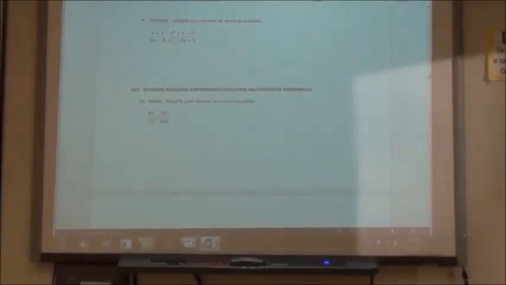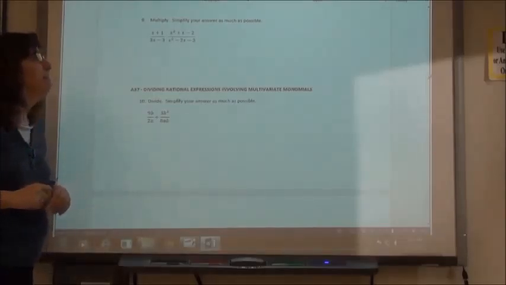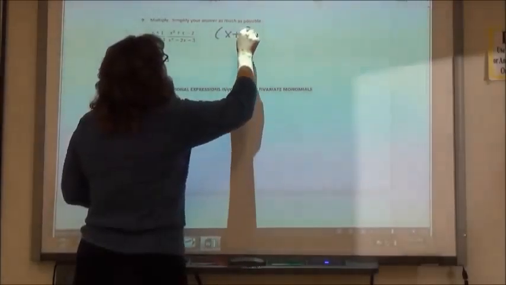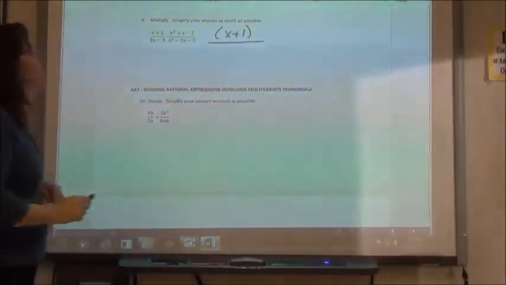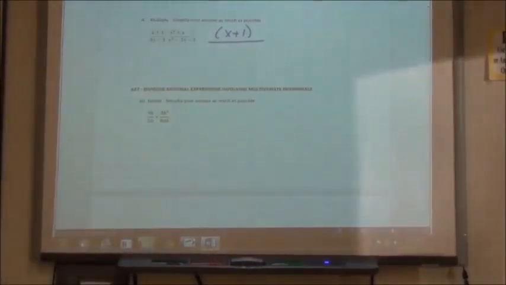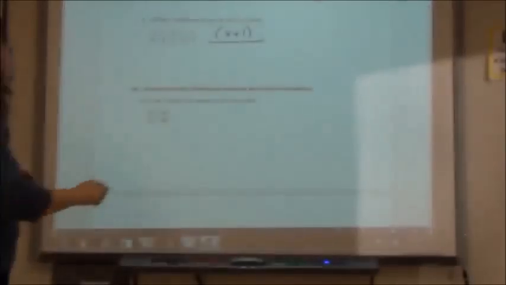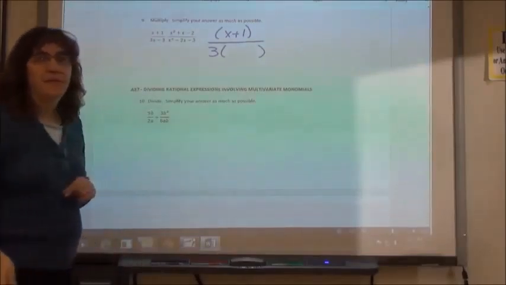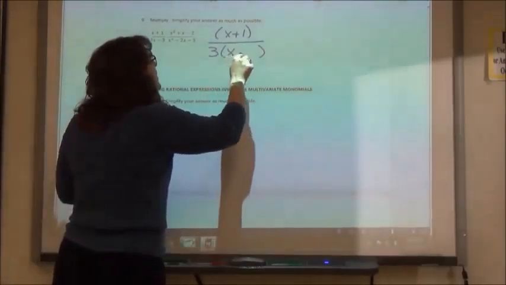So on that first fraction, what did you do with that first fraction? Just left the top alone as x plus 1. And took a 3 out of the bottom. So you got 3 times x minus 1. x minus 1, exactly.